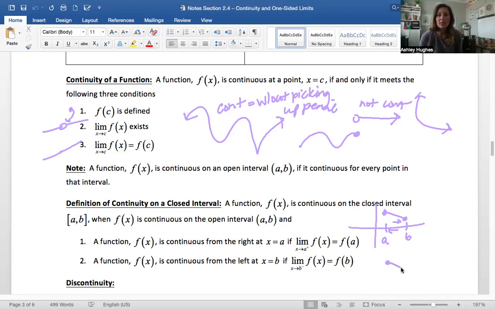interval. Whereas something like this would not be continuous on the closed interval. It's continuous at A, but is it continuous at B? No, because this limit doesn't equal the value. The value is up here. This is an example where it's not continuous on the closed interval. Basically, at the endpoints, it needs to be continuous.